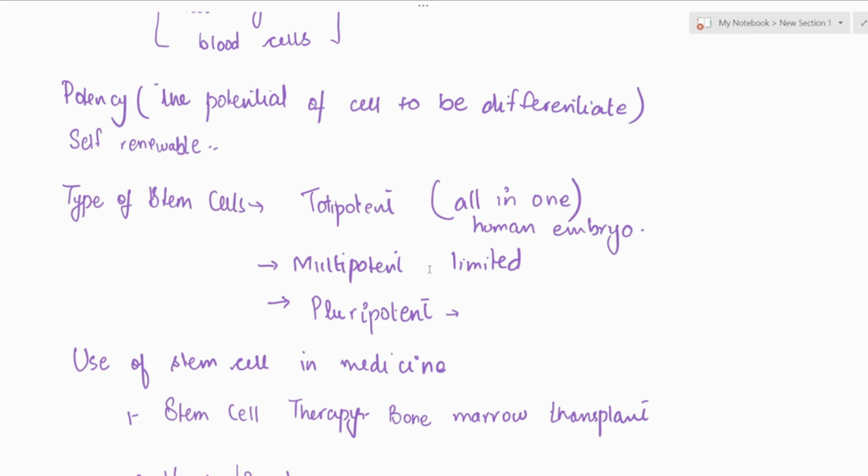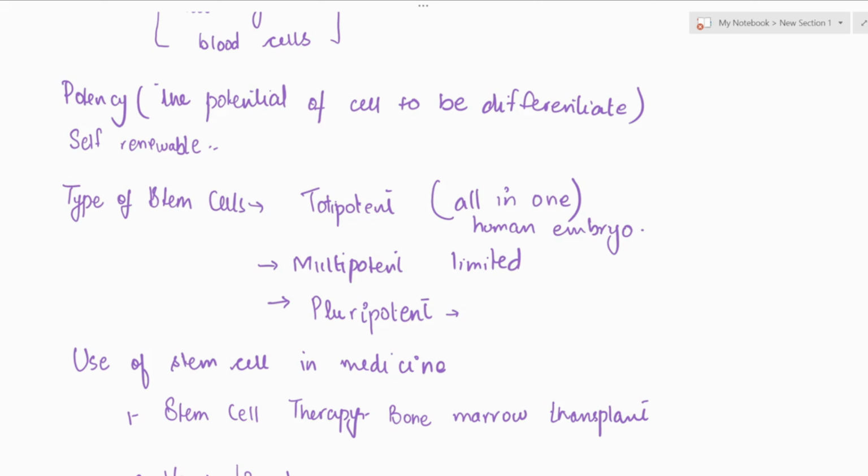Self-renewal is the ability of a cell to divide many times. One cell divides into two, again that cell grows and divides into two, and again. That's how you grow. Growth is basically an increase in the number of cells, right? Then there are certain types of potencies. The very first is totipotent. These are the embryo cells which can differentiate into any type of cell. So embryo cells are basically totipotent.